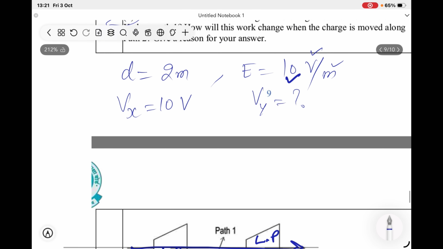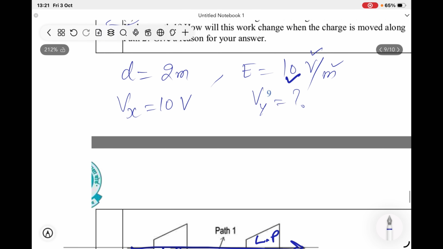The electrostatic force is a conservative force. Conservative force means that the work done does not depend upon the nature of the path. It depends upon the initial and final position. So if you come from Y to X by any path, the work will be the same.